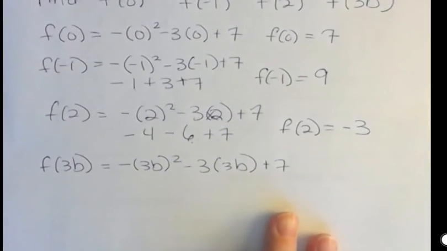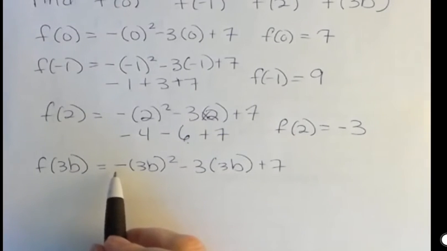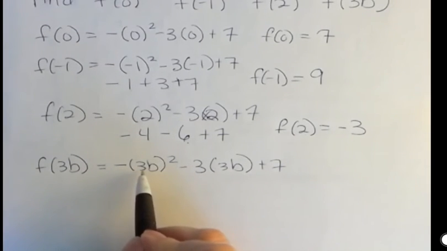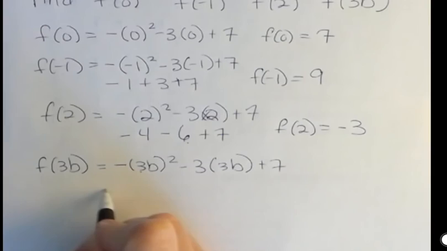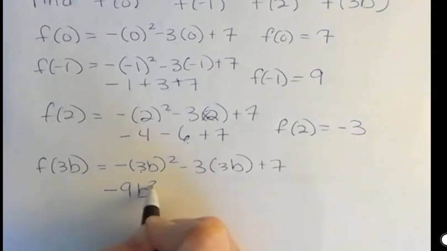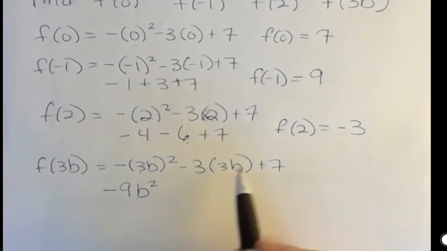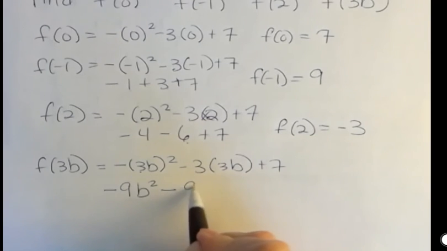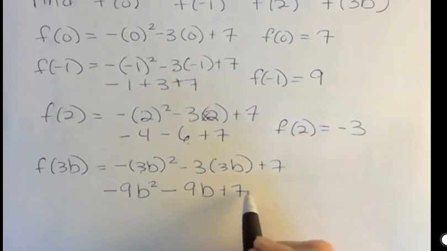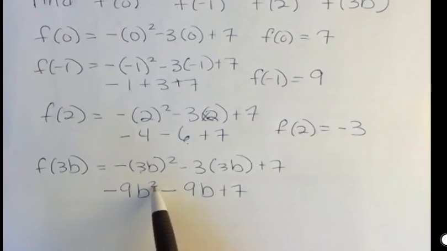So remember, my negative is out front, has nothing to do with the power, but when I take 3b times 3b, I should get 9b squared. 3 times 3 is 9. I still have a minus out front there. And then 7. These I cannot combine because they're not like terms. One has a second power, one to the first power. I can't put those together.